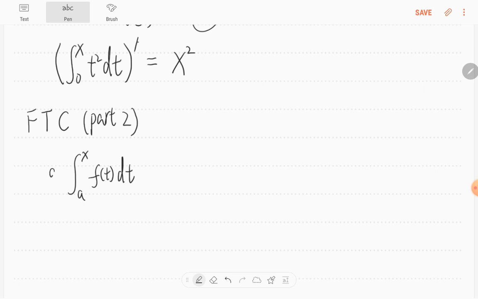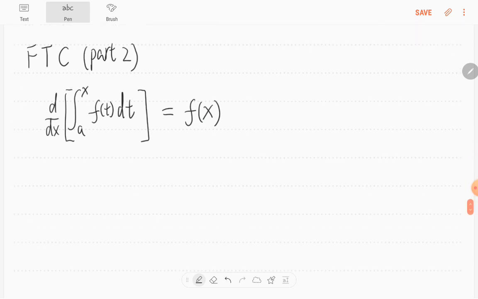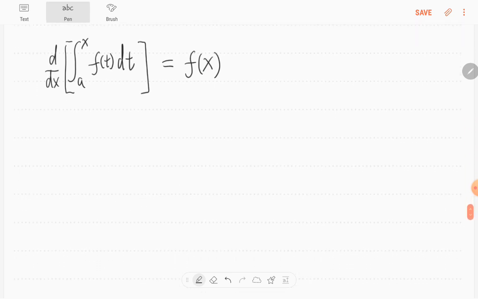So we can take the derivative of this function with respect to x. It would be just plugging x into the integrand. Okay, so this is part 2. Let's look at some remarks for this theorem.